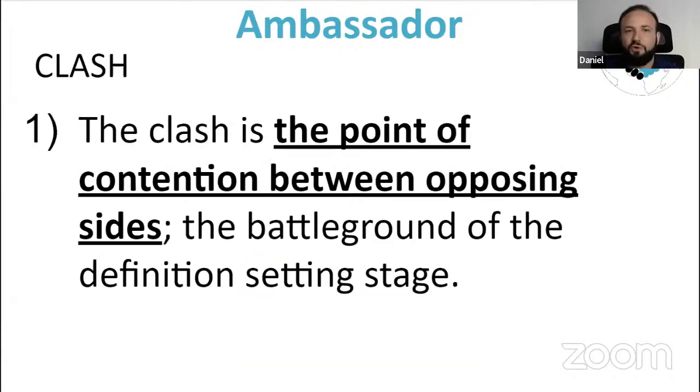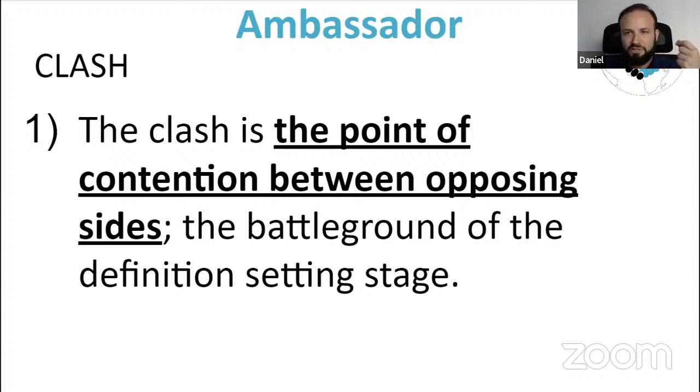Okay, so first and foremost, the clash, the point of contention between opposing sides. This is the battleground and definition setting stage. We're going to get more into definitions in our next class. But if you remember, so far, when we have made arguments and explained different terms, for example, this past drill, we learned about methane and global warming. So we define certain things and explain certain things.